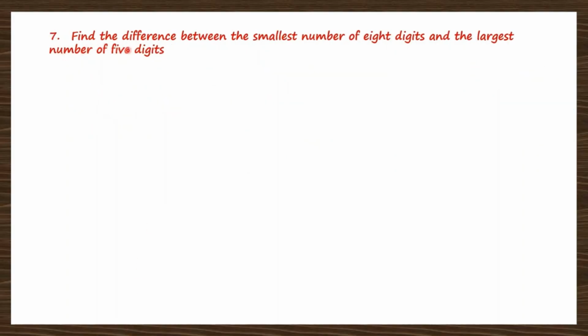Question 7. Find the difference between the smallest number of 8 digits and the largest number of 5 digits. So the smallest 8-digit number is, remember, 1 followed by 7 zeros. 1, 2, 3, 4, 5, 6, 7. Now place your commas to read the number. Ones, tens, hundreds, thousands, 10,000s, lakh, 10 lakhs. So now your answer is 1 crore. This is 1 crore, which is the smallest 8-digit number.